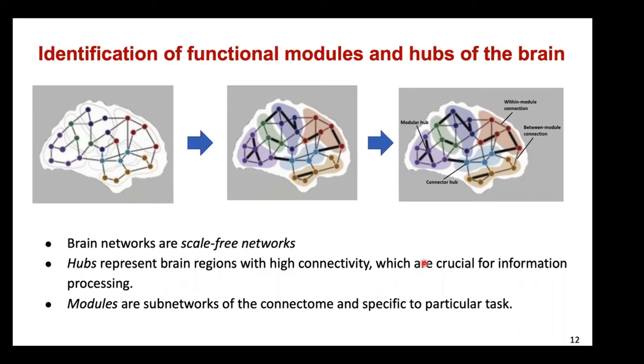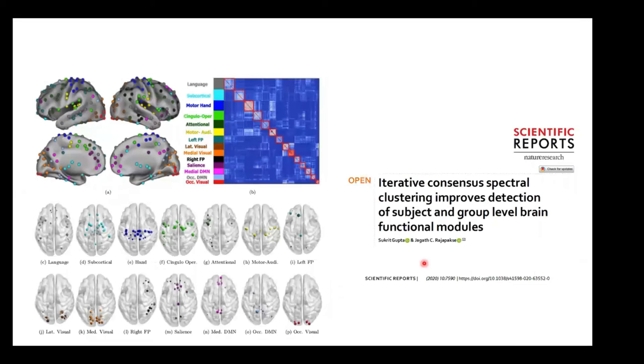And then these brain networks are modular. That means the network has subnetworks specialized in specific functions. So my student Sukrit's work was to develop algorithms to identify these modules and hubs. He developed an algorithm to find different modules of the brain. It's called the iterative consensus spectral clustering algorithm. It's a clustering algorithm. From the connectome, the algorithm will find the modules.